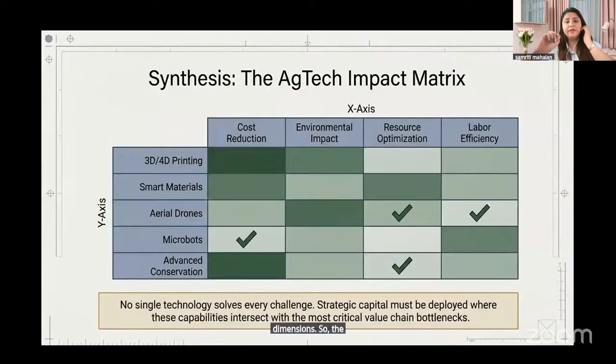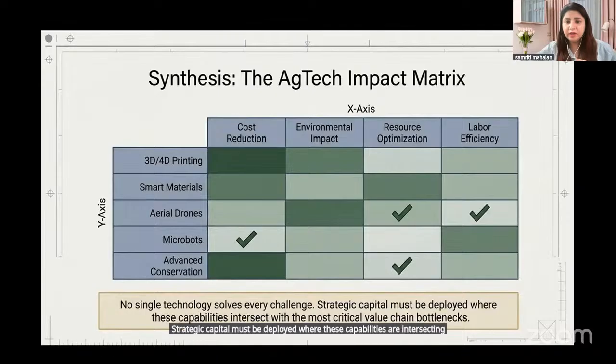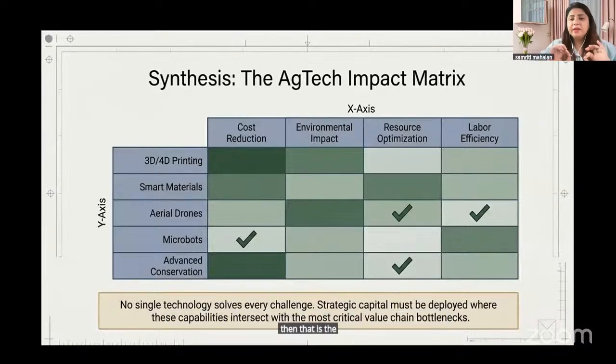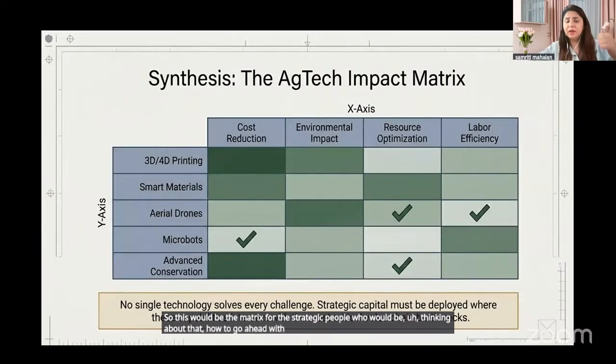So the strategic takeaway, and I want you to hold this, is that no single technology solves every challenge. Strategic capital must be deployed where these capabilities intersect with the most critical value chain bottlenecks. So we need to map our bottlenecks first, then we need to select our technology. That is the discipline this matrix is designed to enforce. So this would be the matrix for the strategic people who would be thinking about how to go ahead with the technology plus our problems.